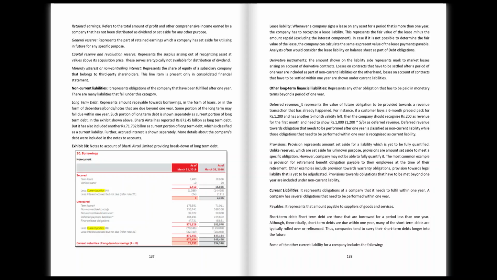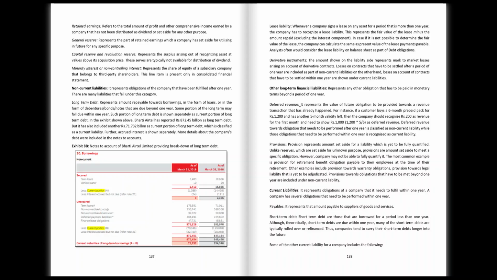Current liabilities represent obligations of a company that it needs to fulfill within 1 year. A company has several obligations that need to be performed within 1 year. Payables represent the amount payable to suppliers of goods and services. Short-term debt. Short-term debts are those that are borrowed for a period less than 1 year. Although theoretically short-term debts are due within 1 year, many of them are typically rolled over or refinanced. Thus, companies tend to carry their short-term debts longer into the future.